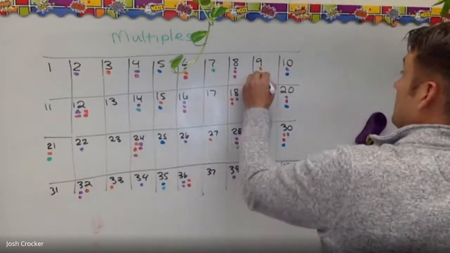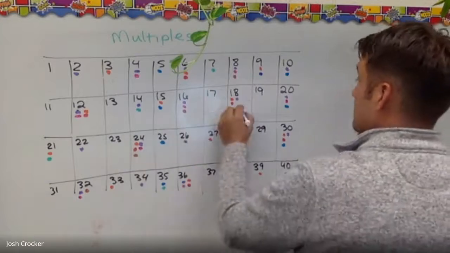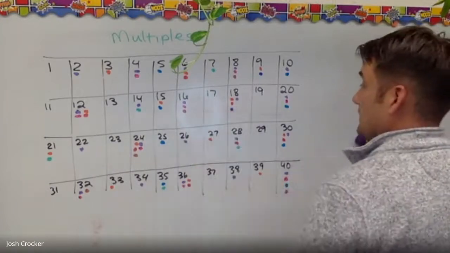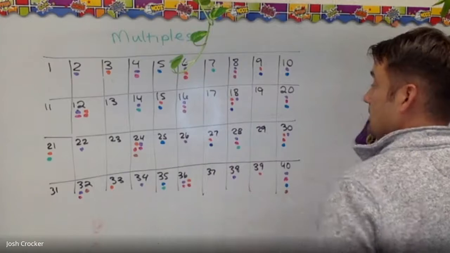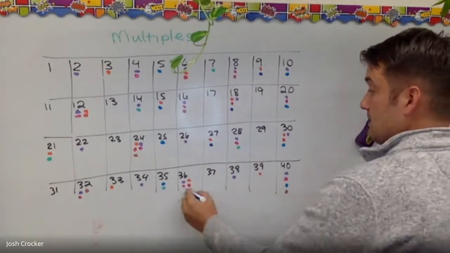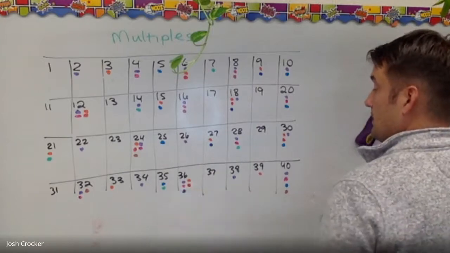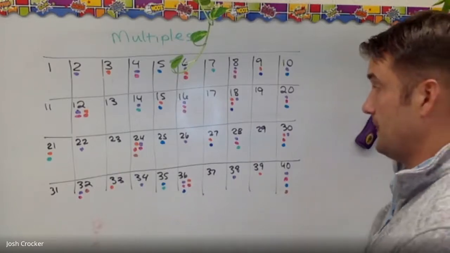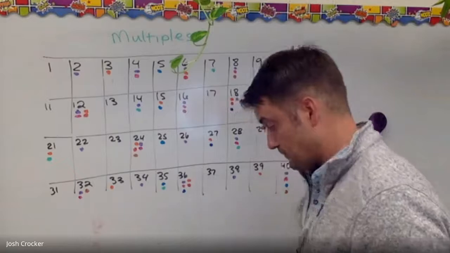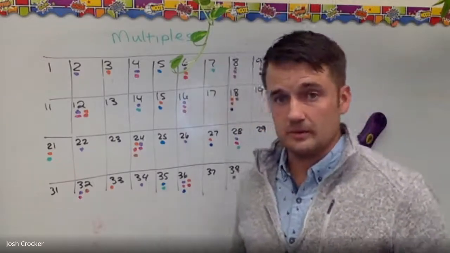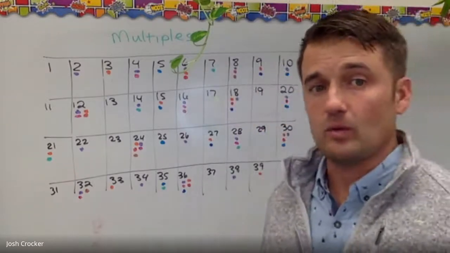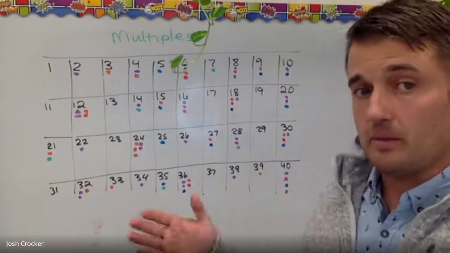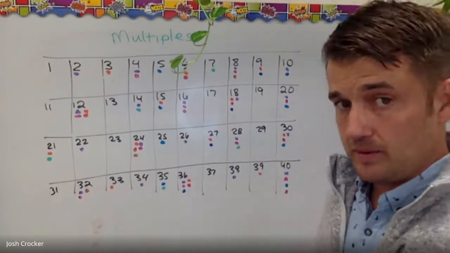9, 18, 27, and then 36, and then the next one will be 45. Okay, so those are multiples. When we count through by any number, we are counting its multiples.